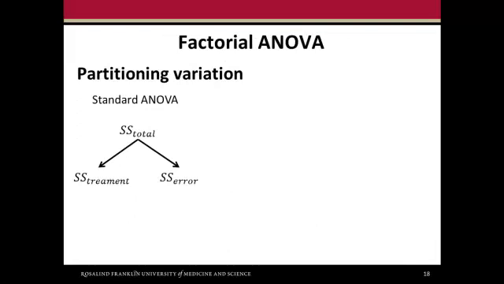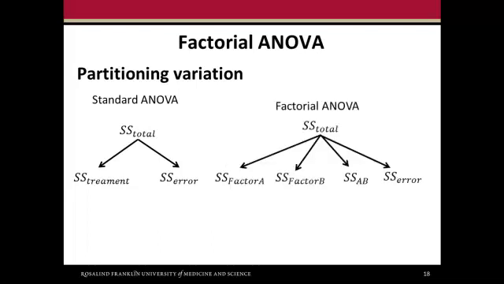When we look at a factorial ANOVA, again, because it's an ANOVA design, we're still going to be partitioning our variation. So recall for a standard ANOVA, we have our total sums of squares. Some of that is due to a treatment effect, and some of that is due to just random sampling error. When we have a factorial ANOVA, some of that variation is going to be due to the influence of factor A and the different levels associated with that. Some is going to be affected by factor B. We're going to have an interaction, and then we have error. So we're partitioning it into more pieces.